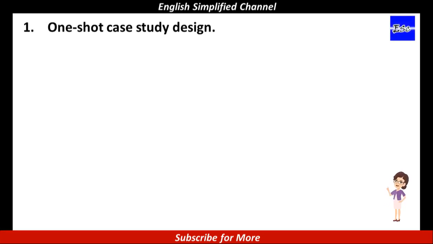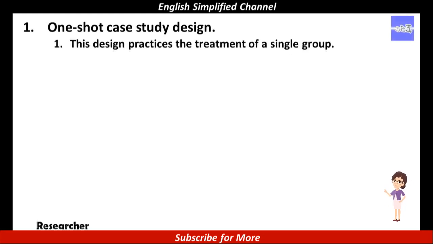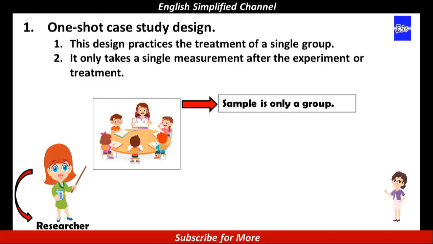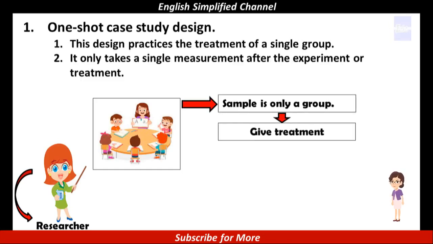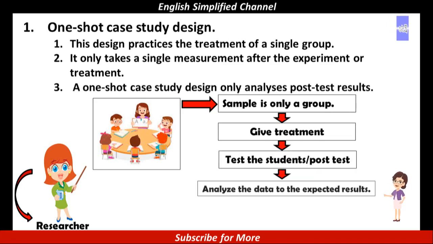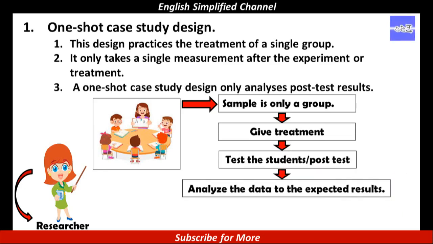Simply, here are the characteristics of one-shot study design. 1. This design practices the treatment of a single group. 2. It only takes a single measurement after the experiment. And 3. A one-shot case study design only analyzes post-test results.